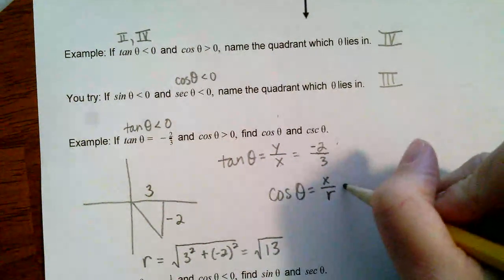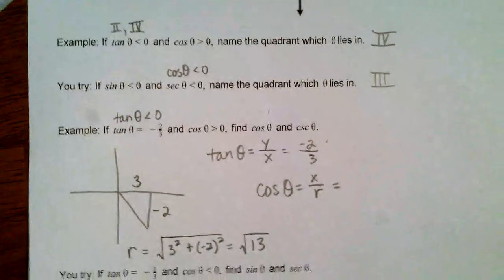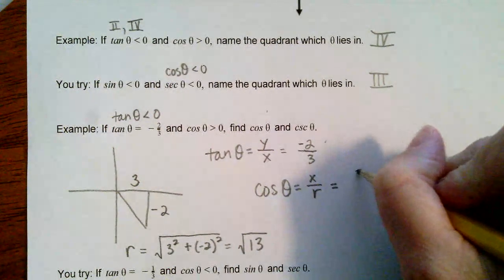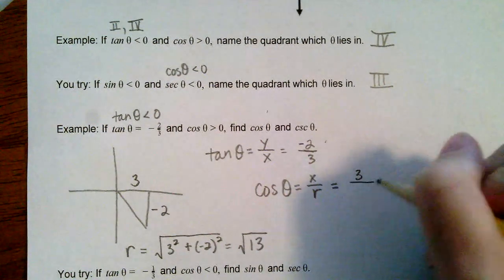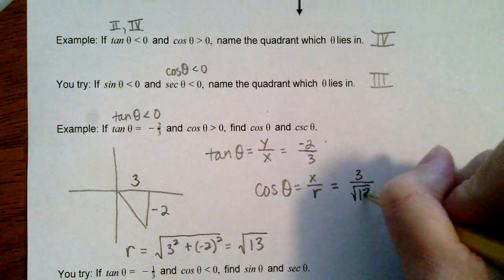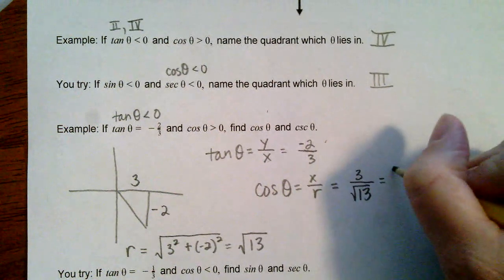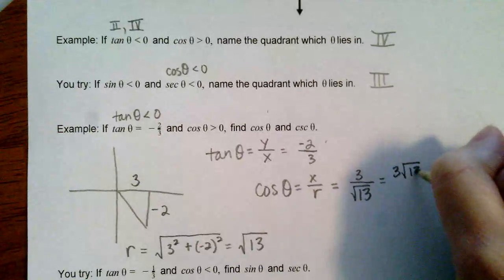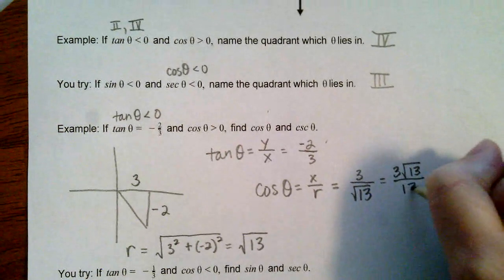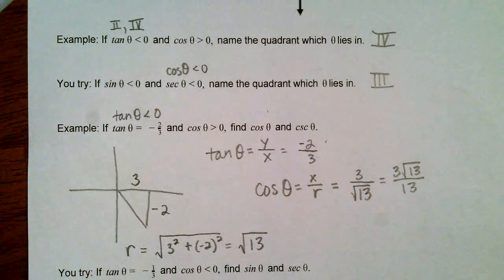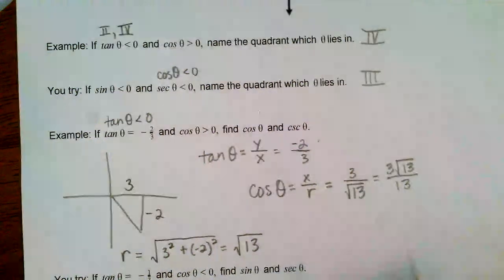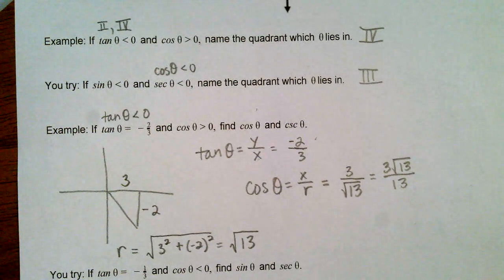So my cosine of theta is going to be x, which is 3, over r, which is square root of 13, which we can rewrite as 3 square roots of 13 over 13. I just rationalized the denominator. If you need to do that in an extra step, that's fine.